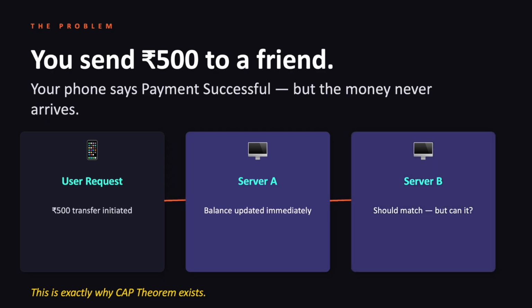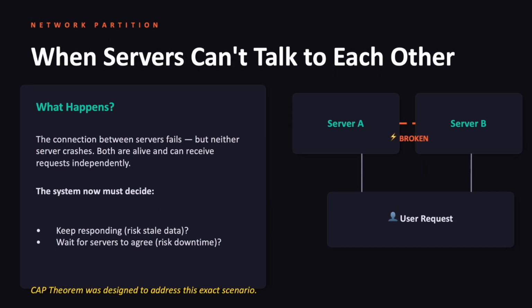This situation is called a network partition. The servers haven't crashed. They are both running. But the connection between them is broken. Now the system has two choices: keep responding and risk showing outdated data, or stop responding until the servers synchronize. There's no perfect solution, and CAP theorem describes this trade-off.